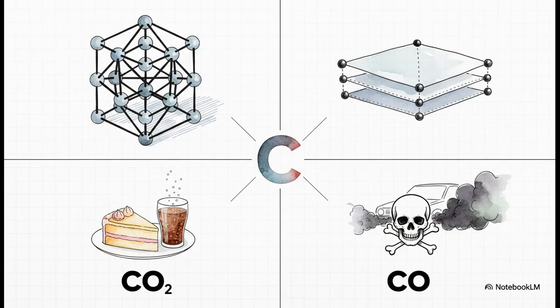So, if there's one thing you take away from all this, it should be this. Carbon's incredible power, its amazing versatility, it all comes down to its arrangement. Whether its atoms are locked in a 3D fortress or stacked in slippery 2D sheets determines if it's the hardest thing you've ever touched or one of the softest. And whether it's bonded to one oxygen atom or two, well, that determines if it's a killer or a key ingredient in cake.